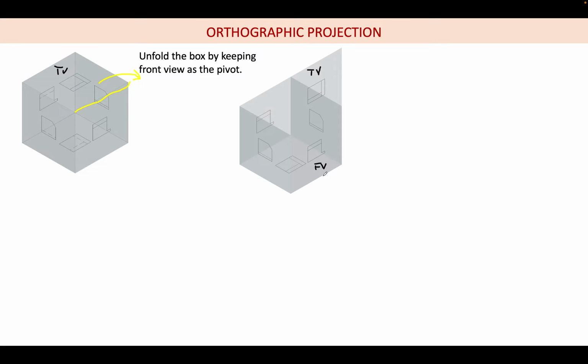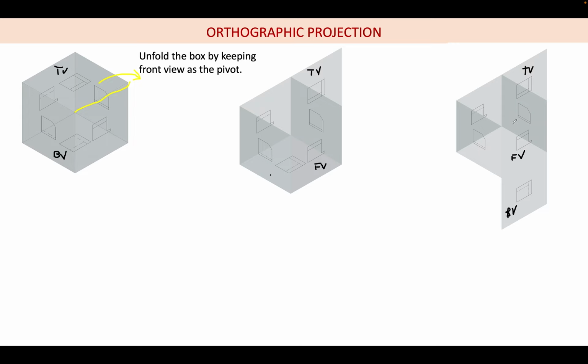Next, the bottom view. The bottom view I also rotated. So this is the bottom view. The bottom view I also pivoted about the front view, so it comes here. This is the top view. This is the front view. We have 3 more sides.